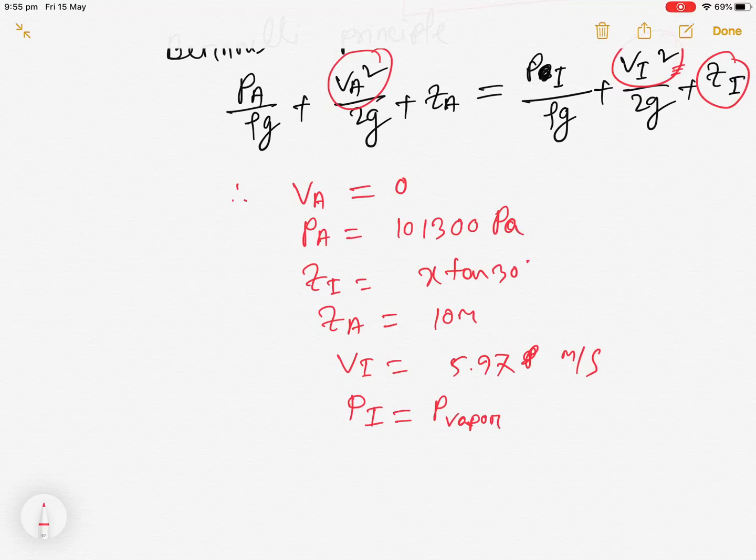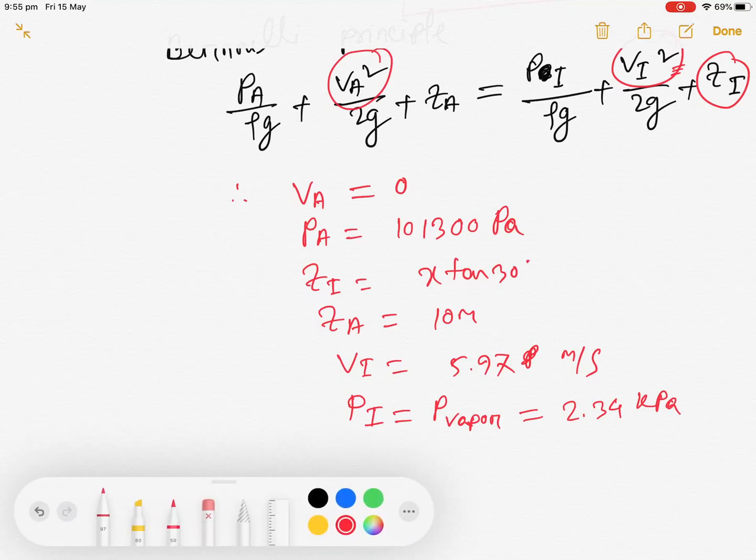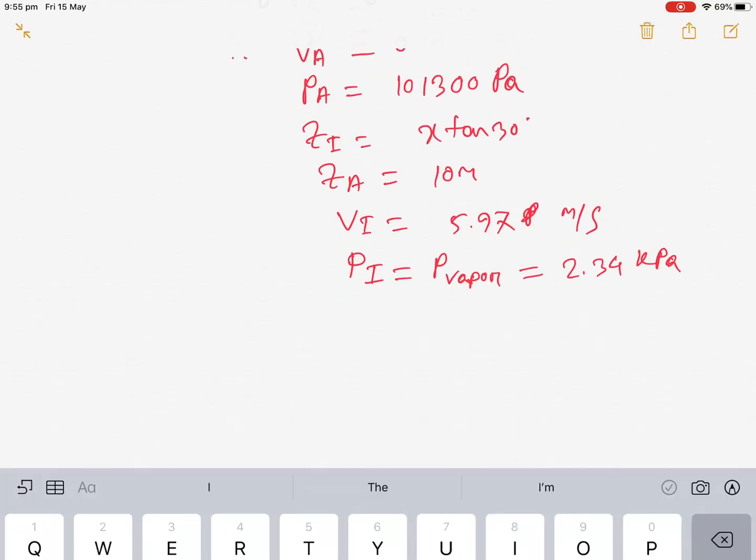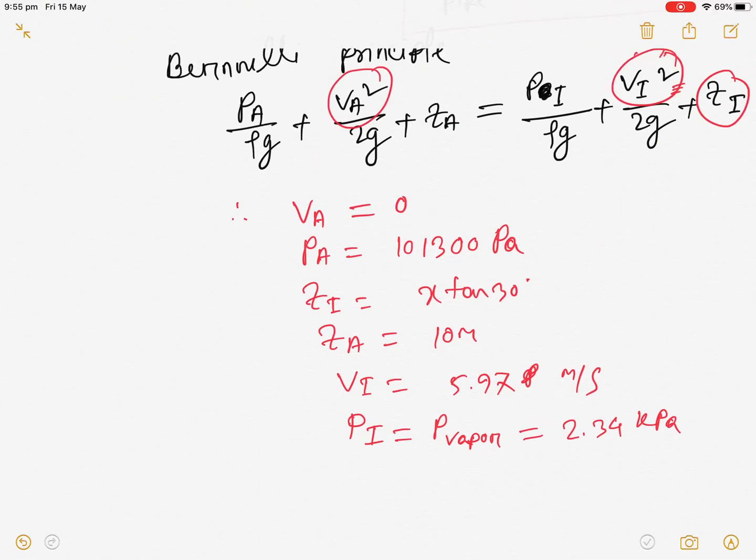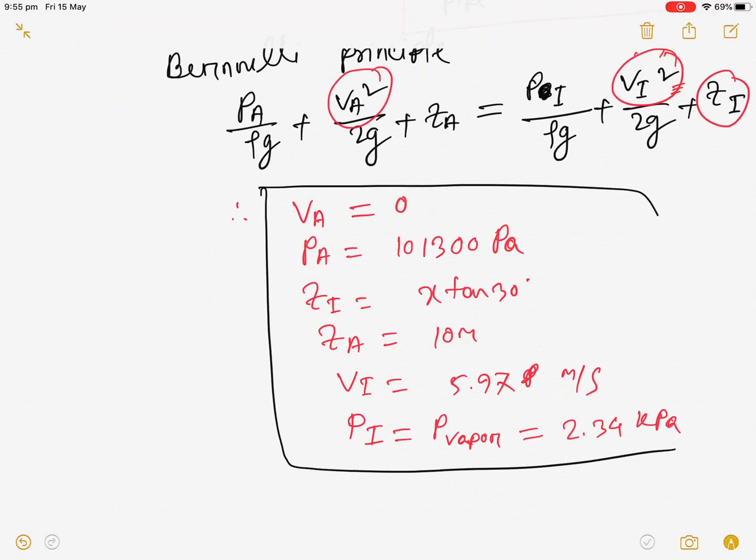I explained earlier, it is actually the vapor pressure because the cavitation starts in a pump when the liquid turns to a vapor at low pressure. So it will be the vapor pressure, and it is constant, 2.34 kPa, or you can multiply by 1000 to convert it into Pascal. So now, guys, we will substitute all of these values into this Bernoulli principle here.